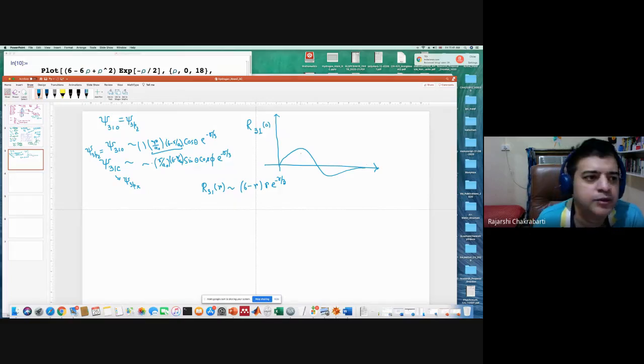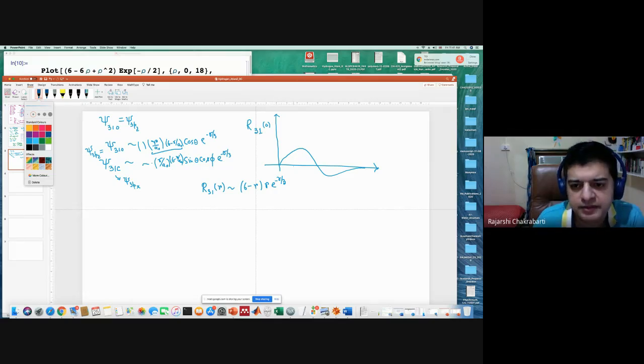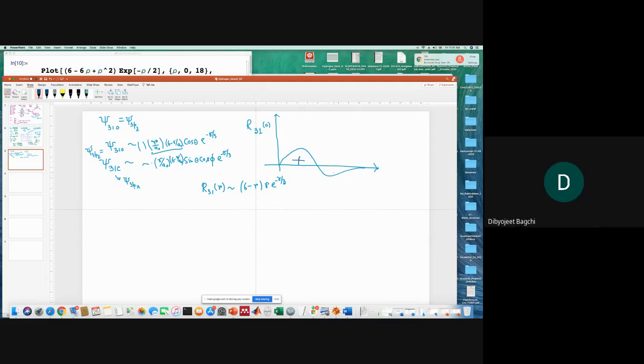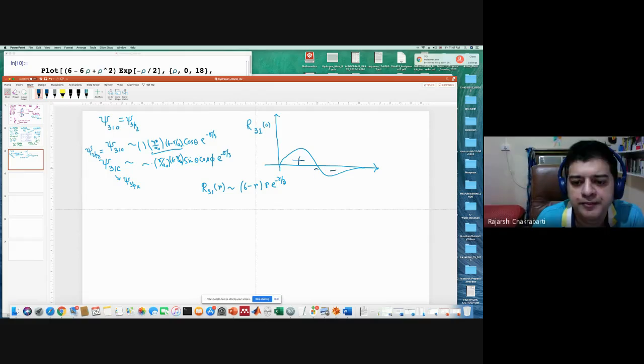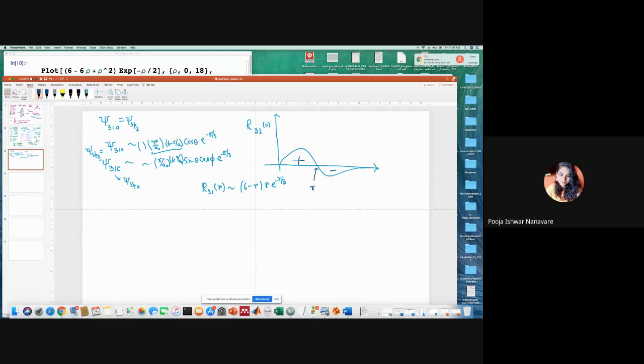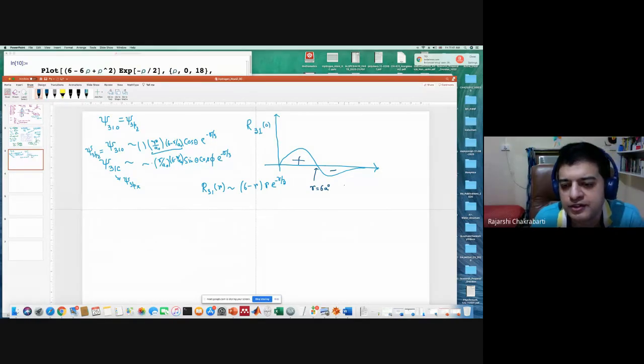So what about this part of the function? What is the sign? What about here? It's negative. What is the value here? It will be 0. Radial node. Yes, so there is a node. This is called a node, and this node is along the radial direction. That's why it's called a radial node.